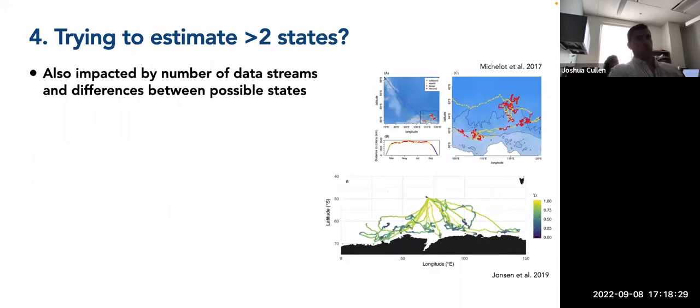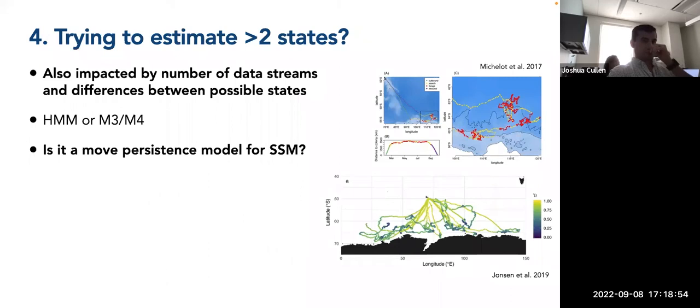Fourth, if you're trying to estimate more than 2 states, this could also be impacted by the number of data streams and the differences between these possible states. So the hidden Markov models or the M3 and M4 methods are typically better for doing so, especially because they estimate discrete states instead of a continuum between 2 different possibilities potentially.